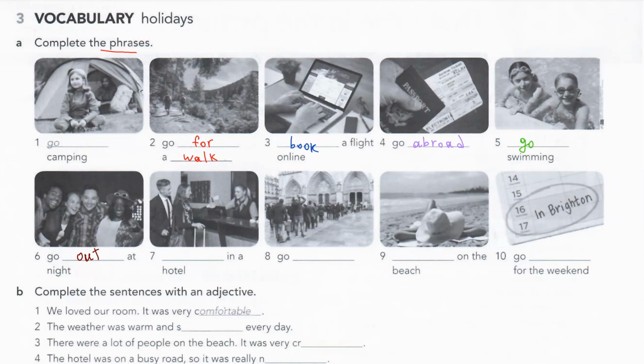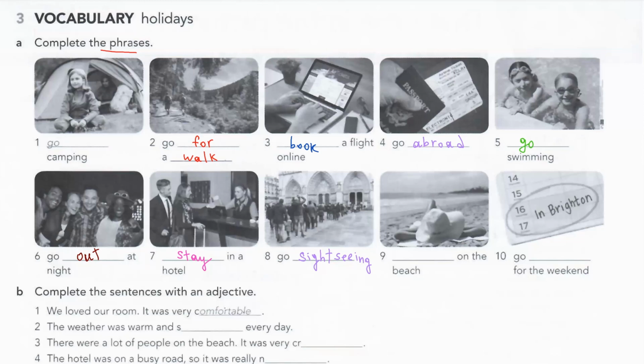Number 7, stay in a hotel. And number 8 is go sightseeing. Sightseeing is a little bit challenging to write. S-I-G-H-T, sight, and then S-E-E-I-N-G, sightseeing. Sightseeing is for tourists when they go to other countries for touristic purposes. They like to see places worth visiting, interesting places, historical places. This kind of activity we call go sightseeing.